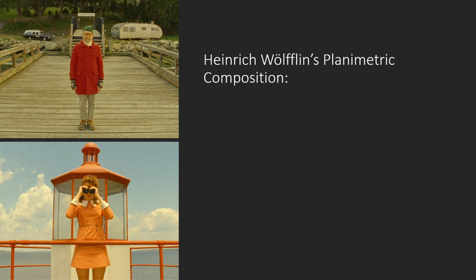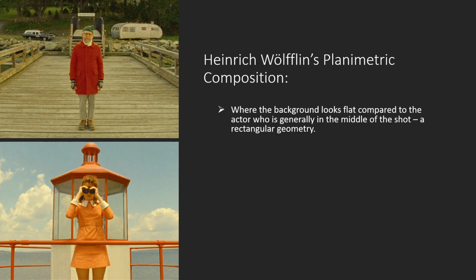So let's talk about this planimetric composition. It's where the background looks flat, and if you look at these two images, it could look like they are standing on a set, and I know that they are standing on a set, but it could look like they're standing on a stage. So it looks really flat compared to the character who is in the middle of the shot. It's a rectangular geometry. If you Google these images, you can see that they have been cropped. They're actually much longer. So you can see that they are very much in the middle, whereas here it looks like it's almost a square, but they are very much in the middle of a longer image.